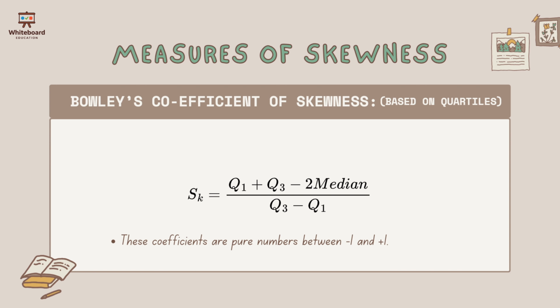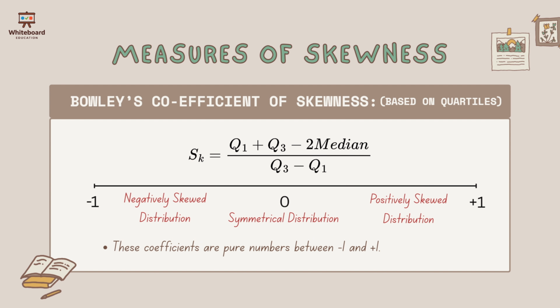These coefficients are also pure numbers, but between minus 1 to plus 1, meaning that if the result is 0, the distribution is symmetrical. Any value till the number 1 indicates positively skewed distribution, and any value till minus 1 indicates negatively skewed distribution. That's all about skewness you need to know. Now gear up for the next important topic.